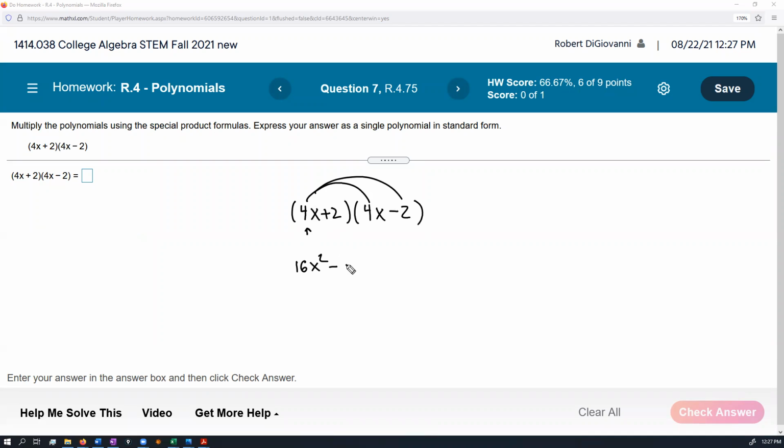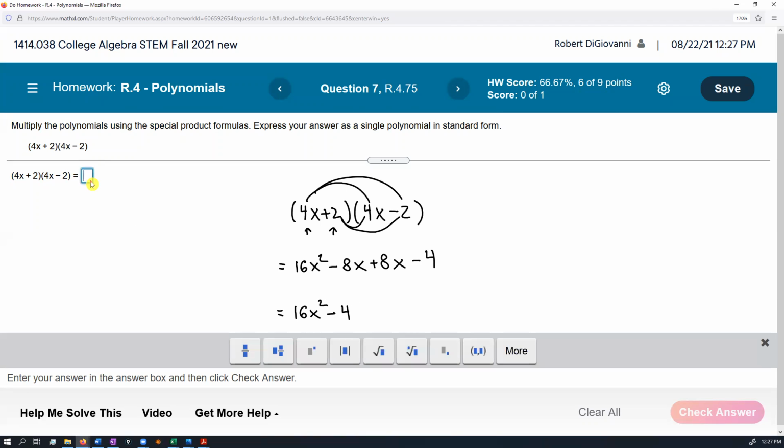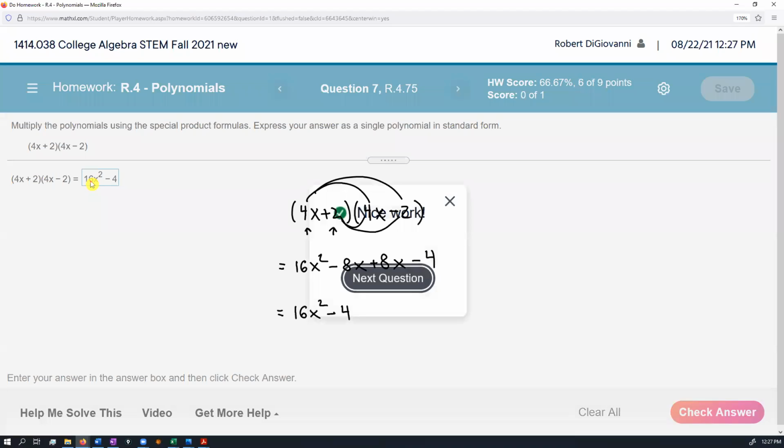4x times -2 is -8x. Then I move to the next one, +2, distribute that here and get 8x. And then distribute that to here, I get -4. And notice on this one, the middle terms, the x's, go away. So all you get is 16x squared minus 4. And that actually turns out to be a difference of squares, which you might recognize. Let's just put the answer in here. There we go.